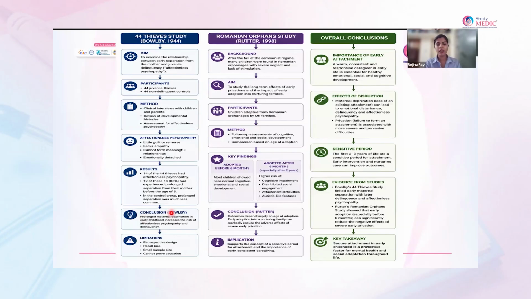Whereas Rutter's study on Romanian orphans, like I told you, looked at orphans who were adopted into UK families after severe institutional privation. The infants adopted before 6 months had near normal cognitive, emotional, and social development, but later adoption was associated with worse outcomes. So the key take-home message from deprivation versus privation is that privation is more grave when we compare it with deprivation.